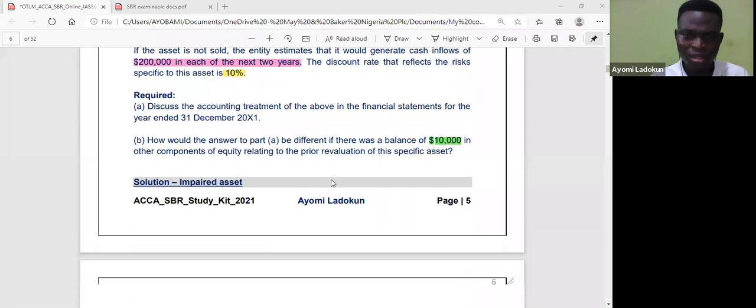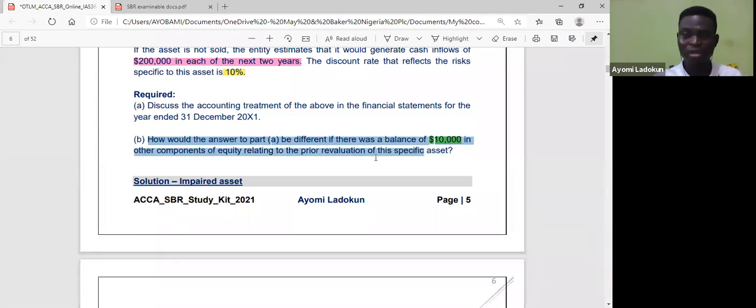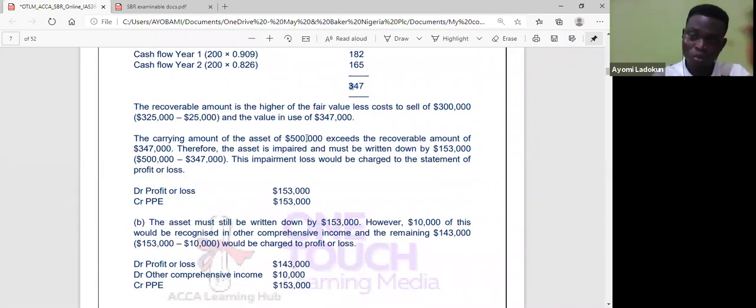Let me look at that question again. He said, how would your answer to part A be different if there was a balance of $10,000 in OCI? What it means is this asset was revalued last year, so we have a valuation reserve of $10,000. Now, as at December 31, 2021, the asset has suffered impairment. How did you get that impairment? You just compare this 347 with 500, so we have this 153.